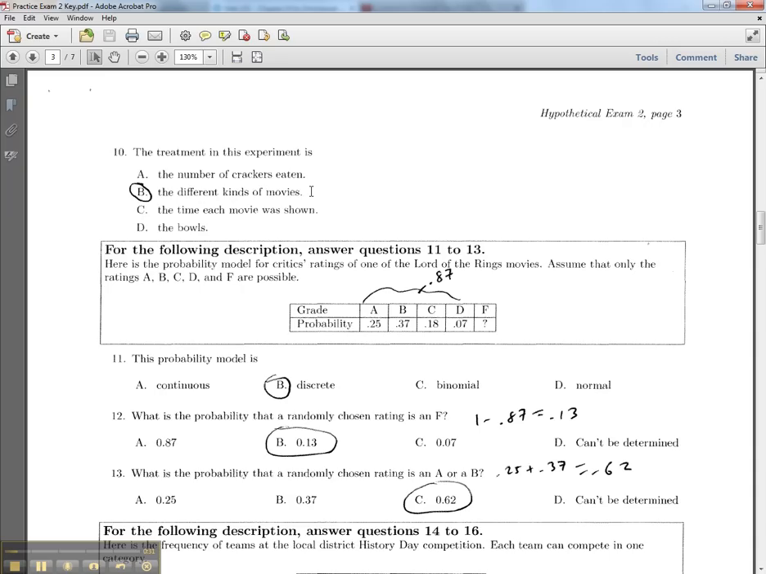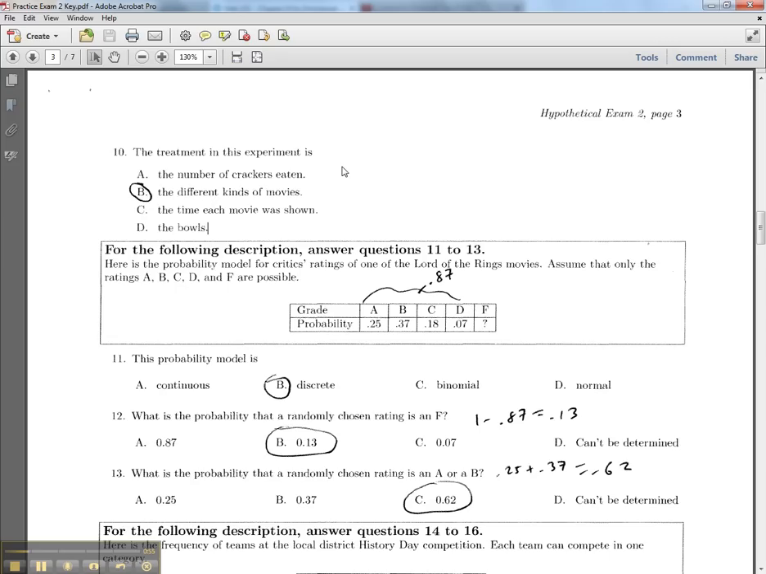So they showed a movie at 8 a.m. and 11 a.m. and they wanted to know which movie yielded more food being consumed. And it's not the time each movie was shown, because the time was actually a confounding variable. And then the bowls have nothing to do with anything. So B is the answer for number 10, the different kinds of movies.